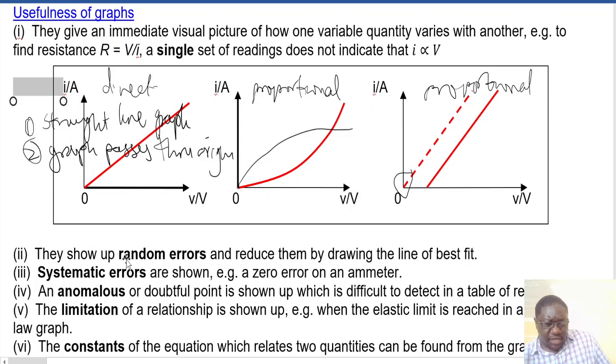Now, graphs show the presence of random errors, and you reduce them by drawing the best line of fit, or the line of best fit. Systematic errors are shown, e.g., zero error on an ammeter, like the third one that I've shown you. Also, you can have what's called an anomalous point, which is a point which lies away from the rest of the points. So plotting a graph helps you to identify this anomalous point.